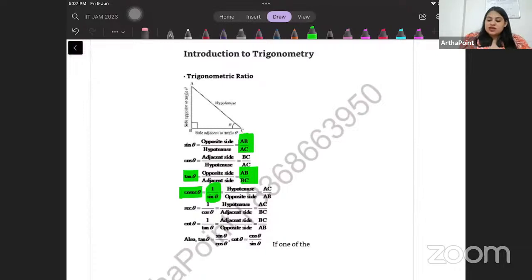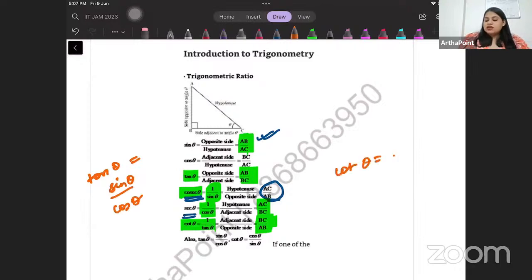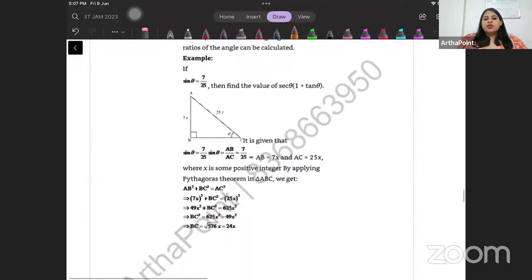So if sine theta is AB by AC, then cosec theta will be AC by AB. Sec theta is 1 by cos theta, so it will be AC by BC. And cot theta will be 1 by tan theta, so it will be BC by AB. Also, we know that tan theta can be written as sine theta by cos theta, and cot theta is cos theta by sine theta. These things should be known to you. Now let us go ahead and take a quick question.